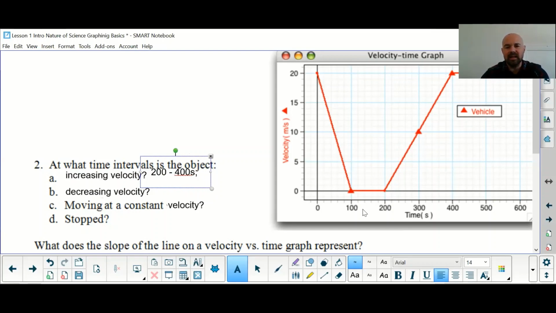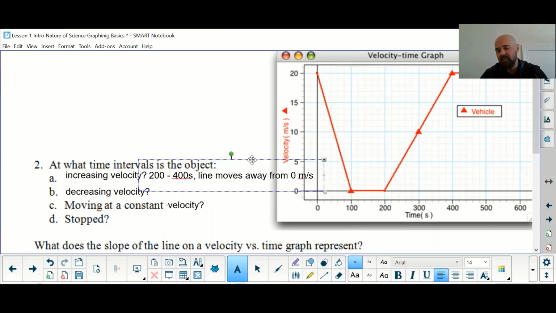If you're describing this line, the line moves away from 0 meters per second. So if you're going 0 meters per second, which means you're actually stopped, and you start moving in any direction, it doesn't matter if you're positive or negative, you're increasing your velocity. So this one, it happens from 200 to 400. Decreasing velocity is going to be the opposite of increasing velocity.